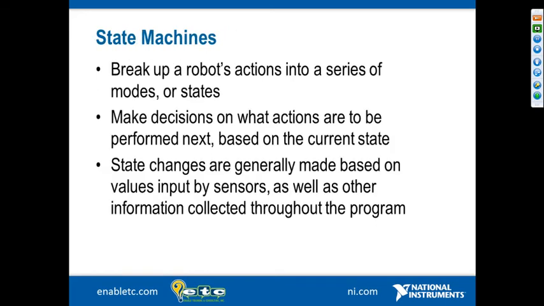As a quick review, the basic purpose of state machines is to break up a robot action into a series of modes or states, and to make decisions in each state based on what action is to be performed next, based on inputs and data available in the current state. In general, state changes are made based on values input by sensors, but also information collected throughout the program can be used to make those decisions.